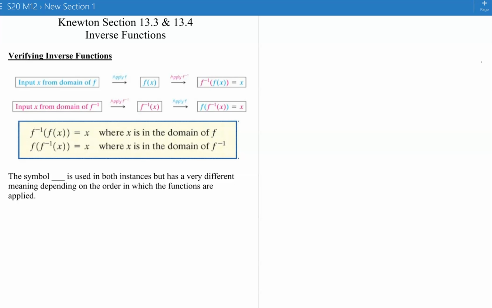Okay, verifying inverse functions. This is a way you can decide if two functions are indeed inverses of each other.